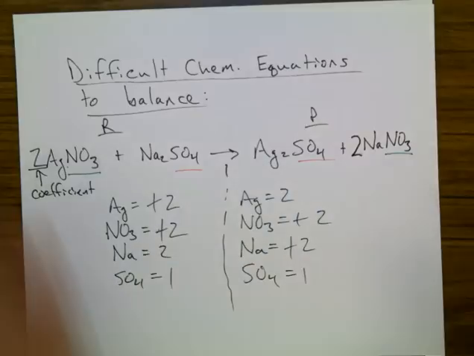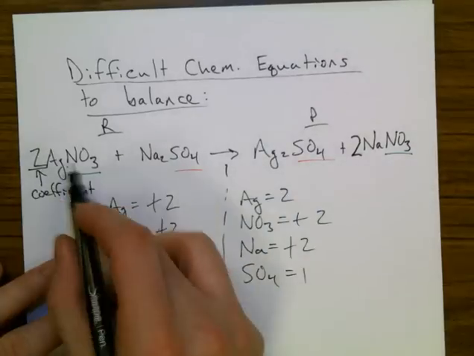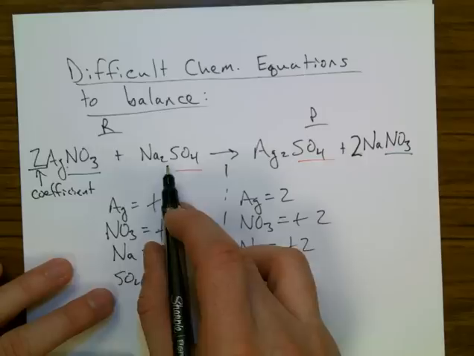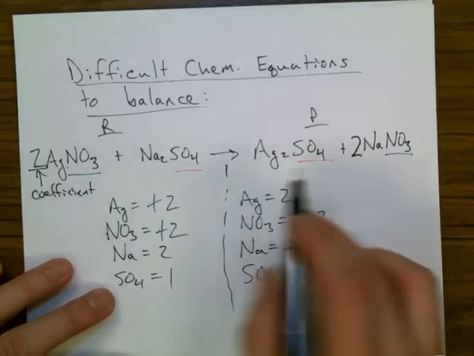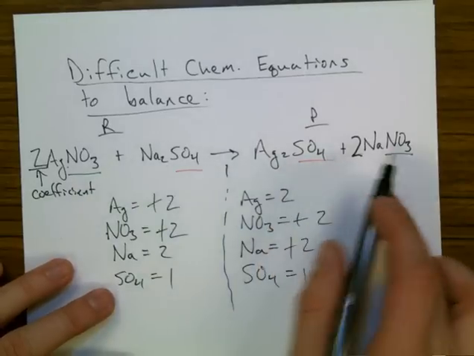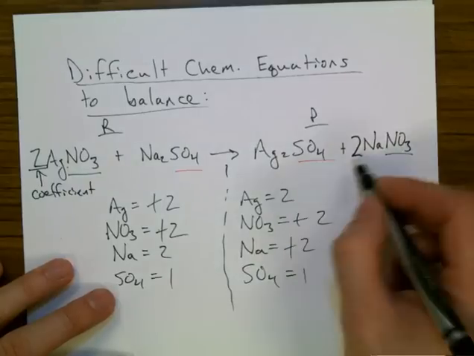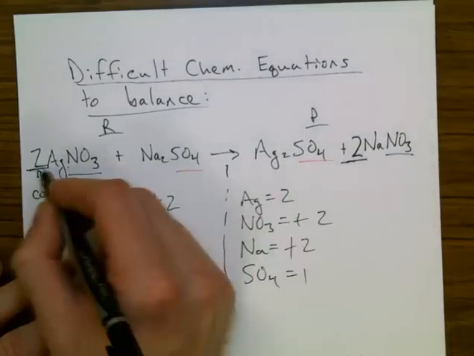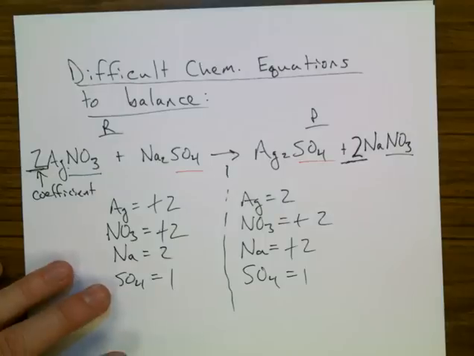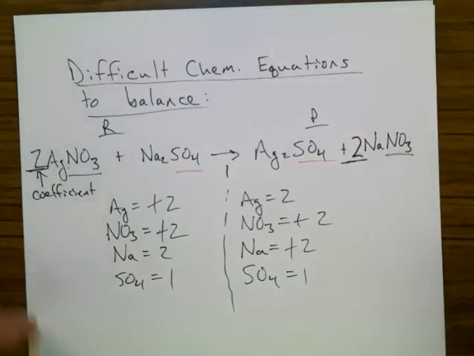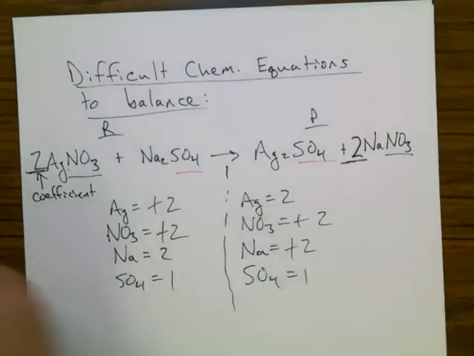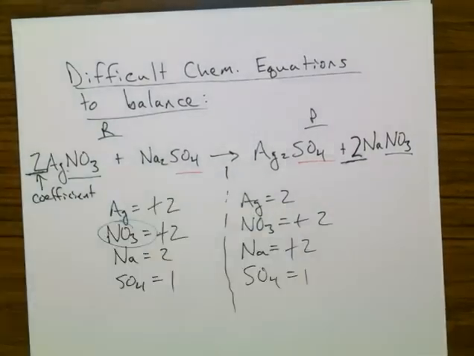This equation's correctly balanced. It's 2 silver nitrates and 1 sodium sulfate react together to produce silver sulfate plus 2 silver nitrates. Notice this adjusts how much of them I have involved in my chemical reaction. Now, this one's challenging only in the respect that we have these things called polyatomic ions that you keep together. So now I'm going to do another more difficult chemical equation to balance where you don't have polyatomic ions.